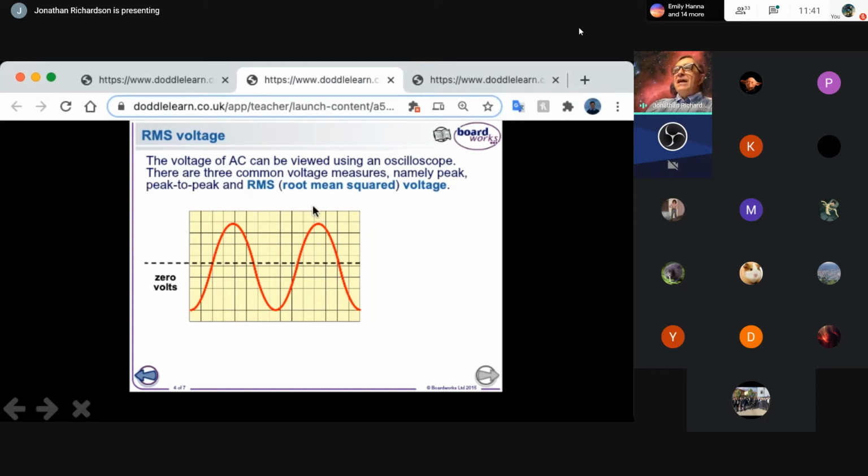So what we have here, there are 3 things that we can measure with an alternating current. Namely, you can measure the peak to peak, the value from here to here. So we can measure the peak to peak value, which is top to bottom. We can measure the peak value, which is this value to the top of the peak. And the final one, which is not intuitive, is what we call the RMS voltage.